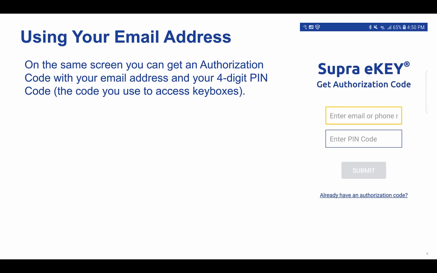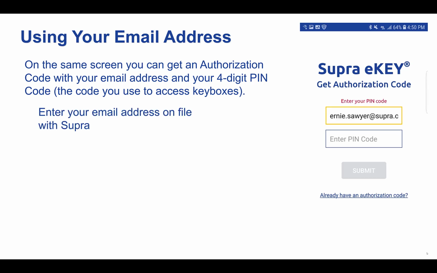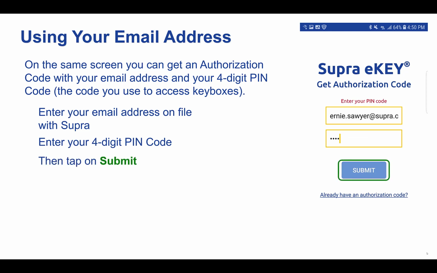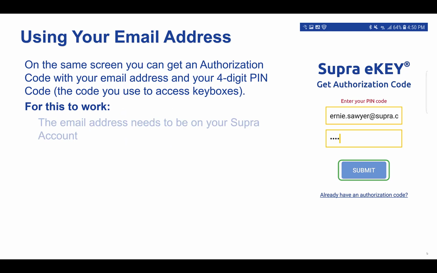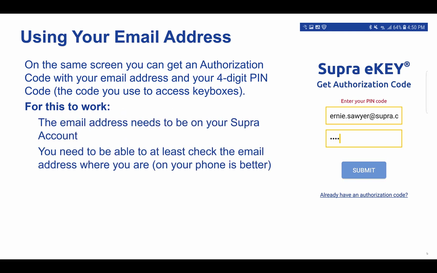Using your email address is very similar. In this case, you're putting in your email address in the top box, then your 4-digit PIN code, and clicking on Submit. For this to work, the email address needs to be on your Super account. You need to be able to at least check the email address where you are. On your phone is better. And then the PIN code must be your correct PIN code.